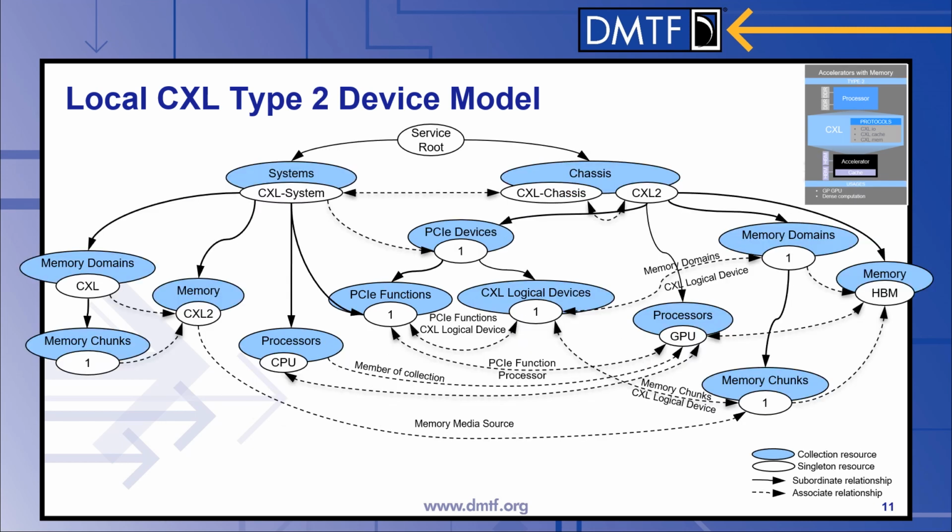A local Type 2 device has a GPU processor in the CXL2 chassis and assignable memory in that device. So we have memory domains and a memory model to represent the memory component of the Type 2 device. The GPU processor is directly connected to the host CPU processor. A memory chunk is defined in the device's memory domain and is assigned to the local CXL system. This CXL memory is represented as CXL2 in memory and has a memory media source as the memory chunk defined in the CXL device.